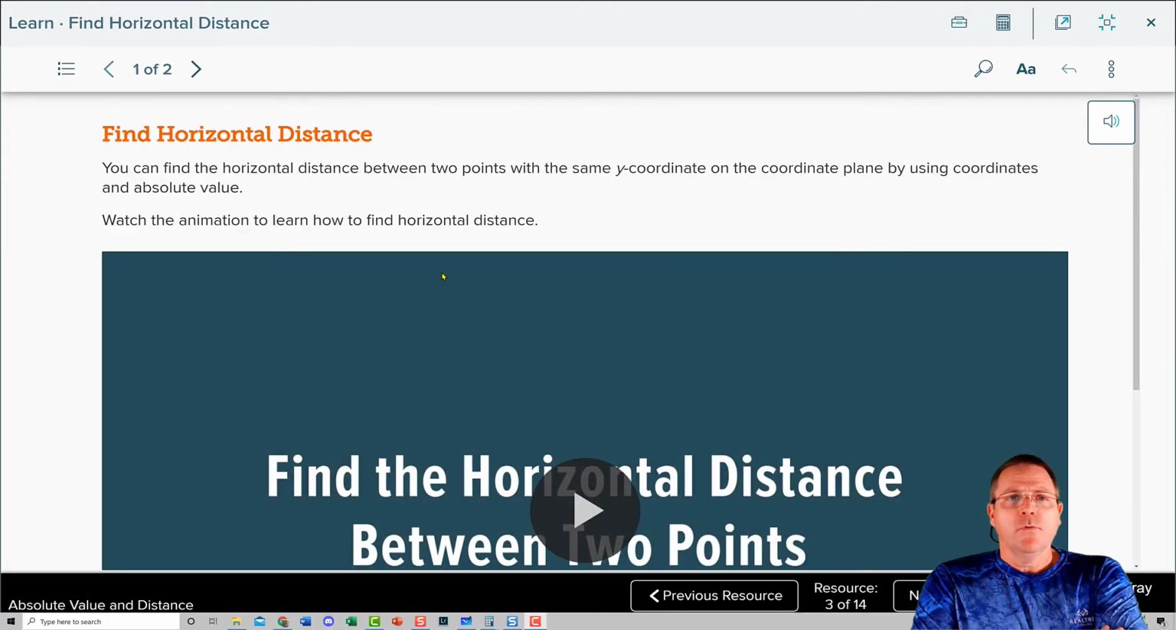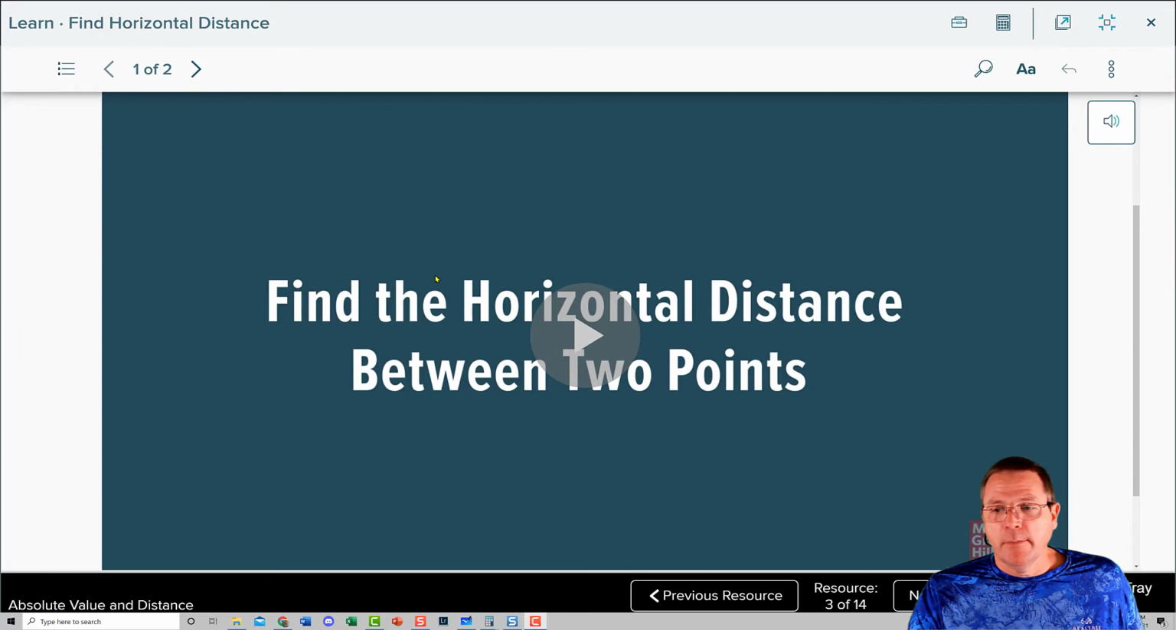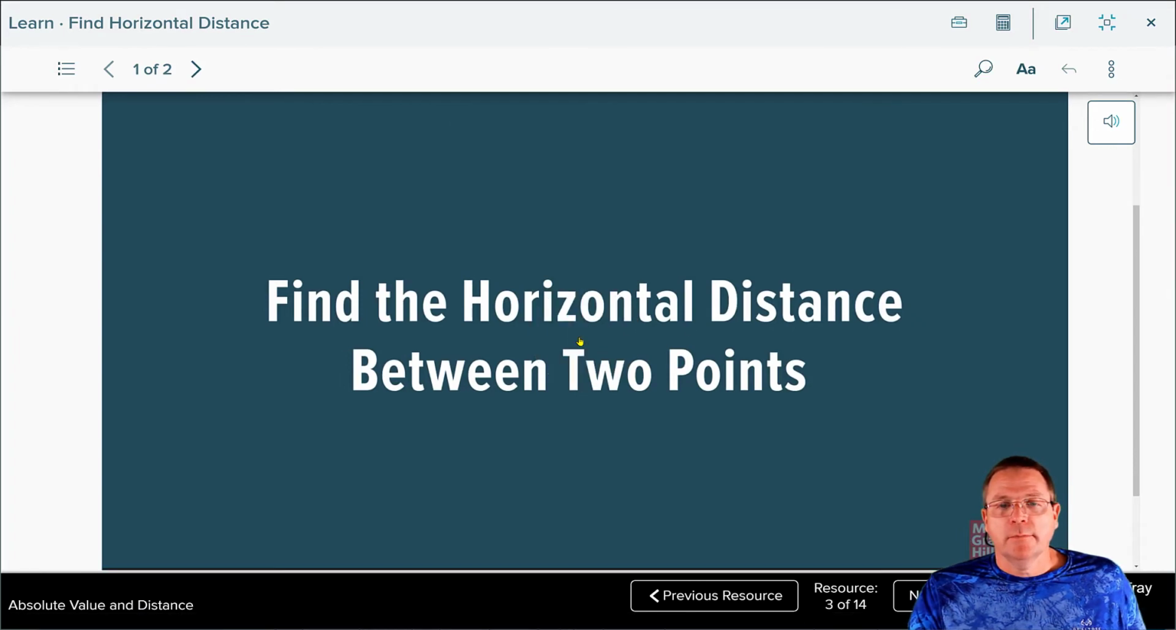You can find the horizontal distance between 2 points with the same y-coordinate on the coordinate plane by using coordinates and absolute value. And we're going to watch this animation to explain how.